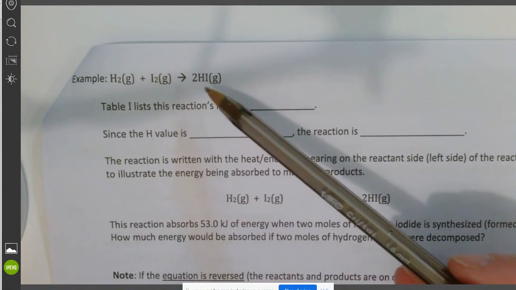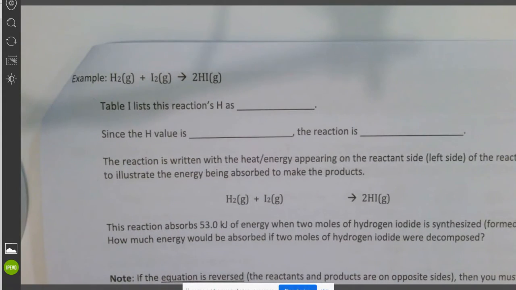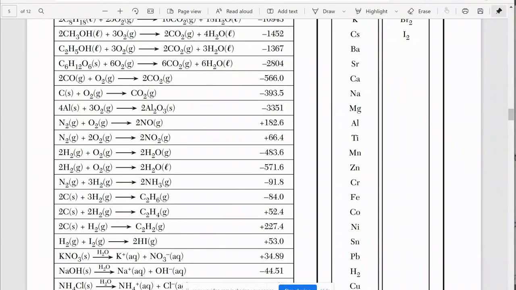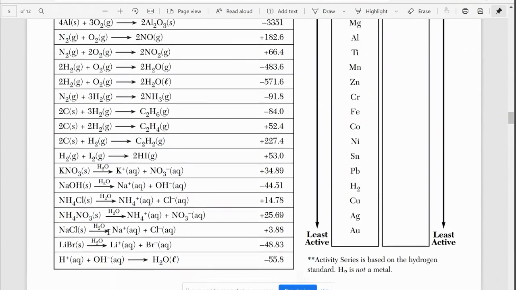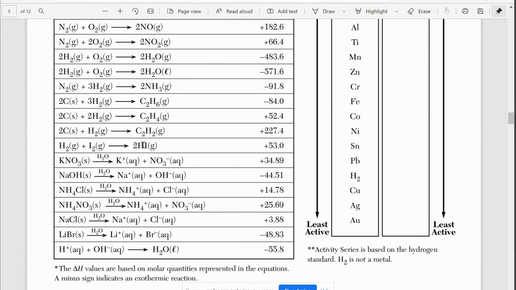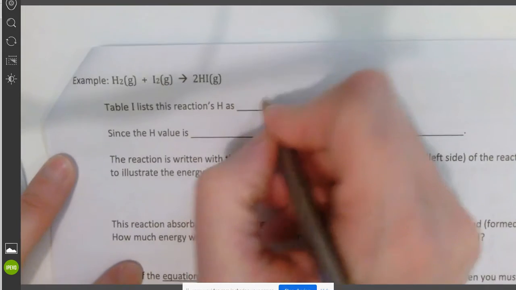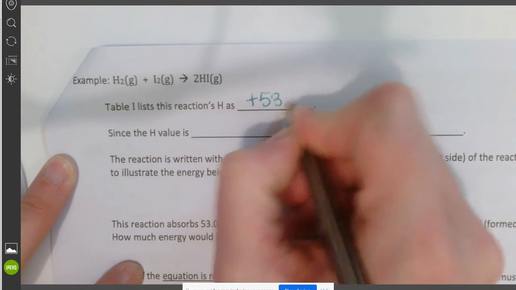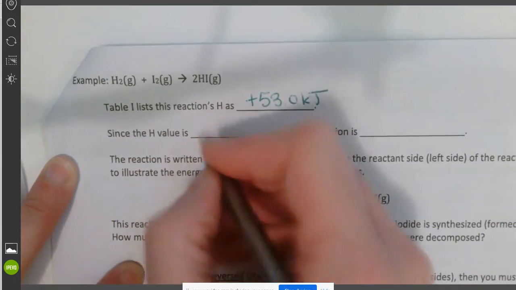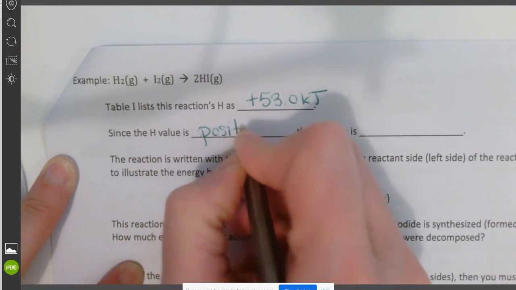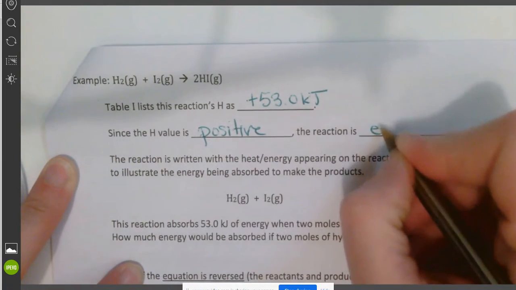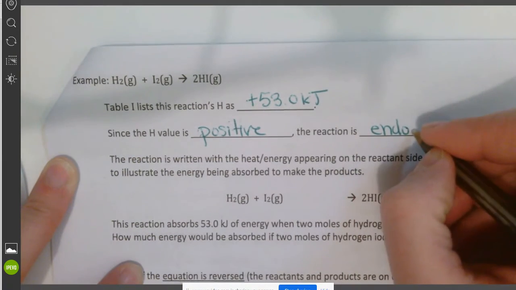Here we have a synthesis reaction, again, for hydrogen iodide. So I'm going to go ahead and look on here. I'm going to see it right here. All the coefficients match, the phases match. So I'm going to remember this positive 53.0. So I'm going to include that over here: positive 53.0 kilojoules. This delta H value is positive. So I know this reaction, as it is shown, is going to be endothermic.